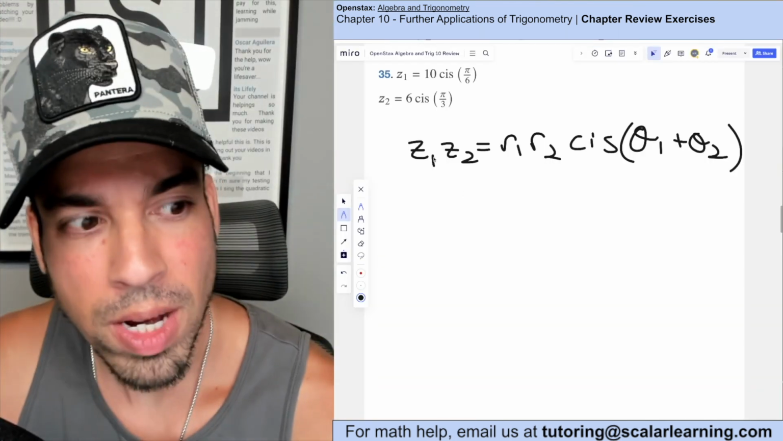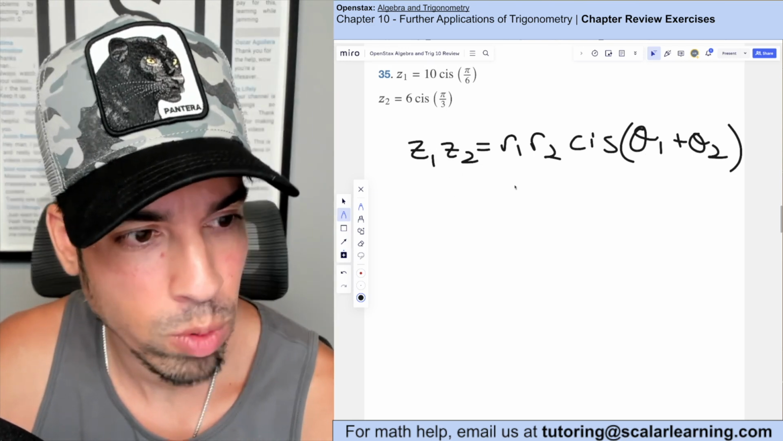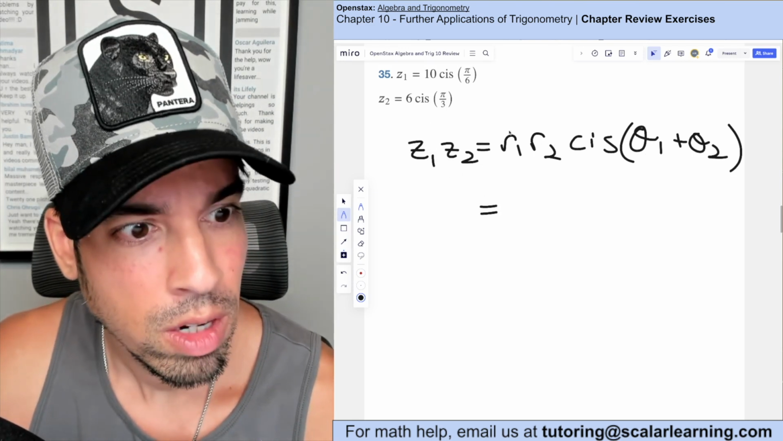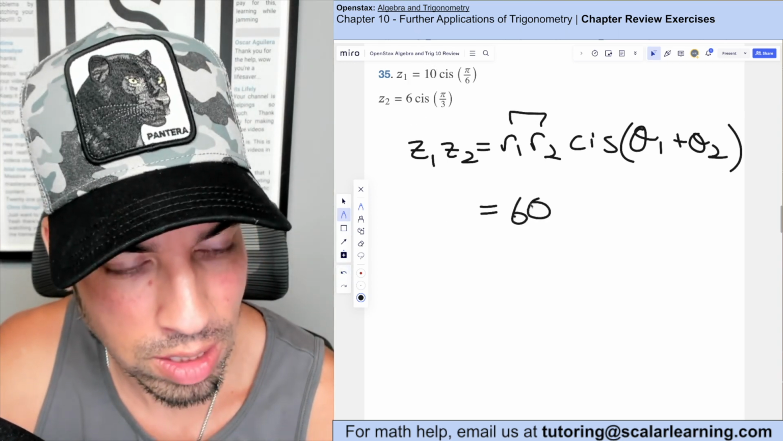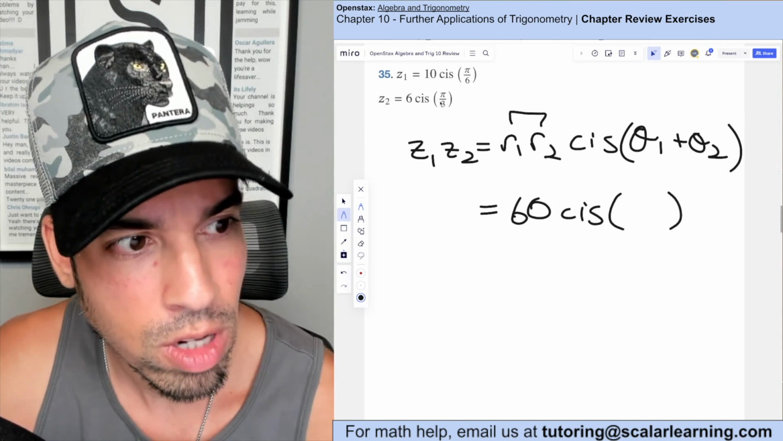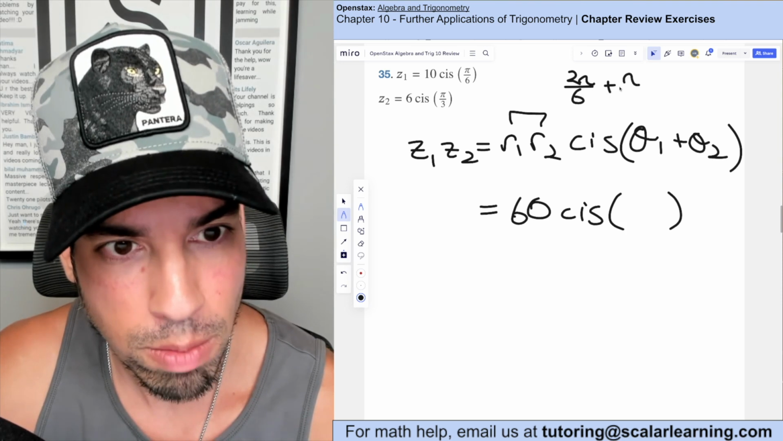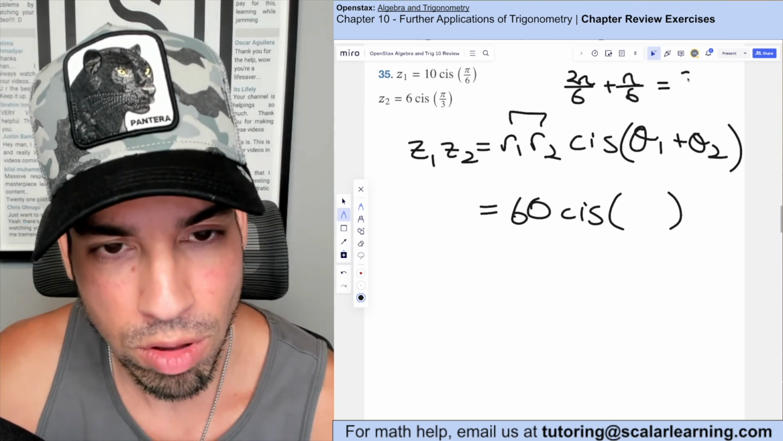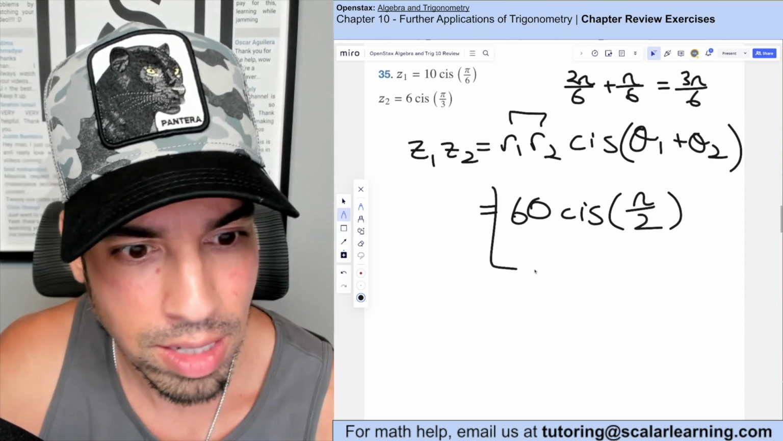Done. So to find the product, I wrote out the formula here that we have to follow. And then it's pretty straightforward, right? The product equals the two r values multiplied against each other, 6 times 10, which is 60, and then cis, and then the sum of the theta values. So pi thirds plus pi sixths, that's the same as 2 pi sixths plus pi sixths, which becomes 3 pi sixths, or simplifies to pi halves. That's how you do it.